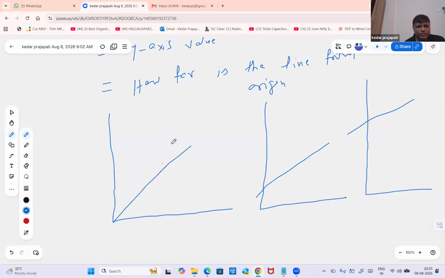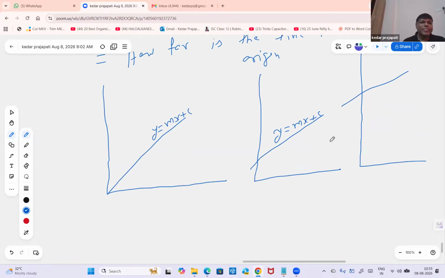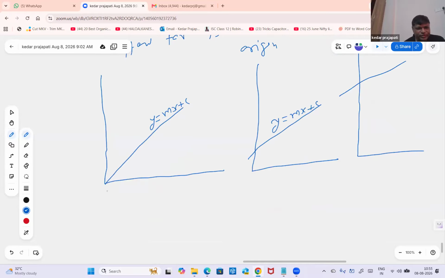Another line is this. So these are lines. This equation is y equal to mx plus c. This is also like that. Now this is origin, okay? 0, 0. So here this intercept, see this line is directly coming to origin. So the distance of this line from origin is 0. Right? So in this case, intercept is 0.